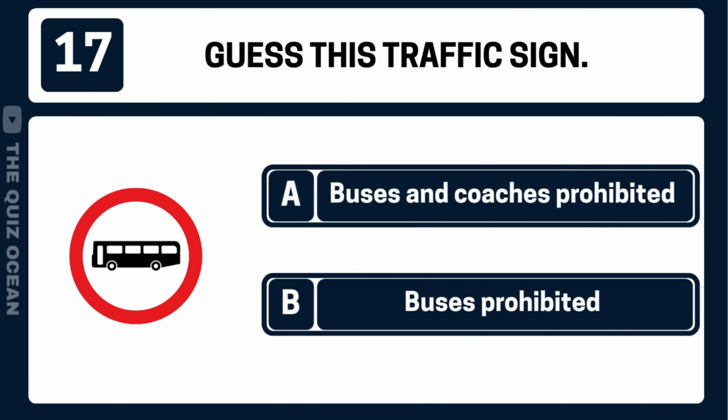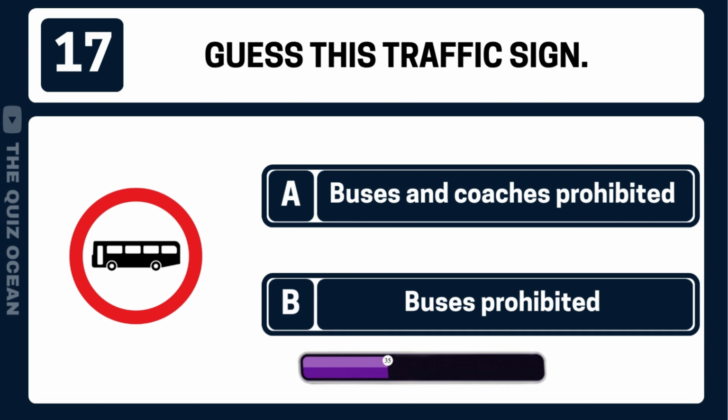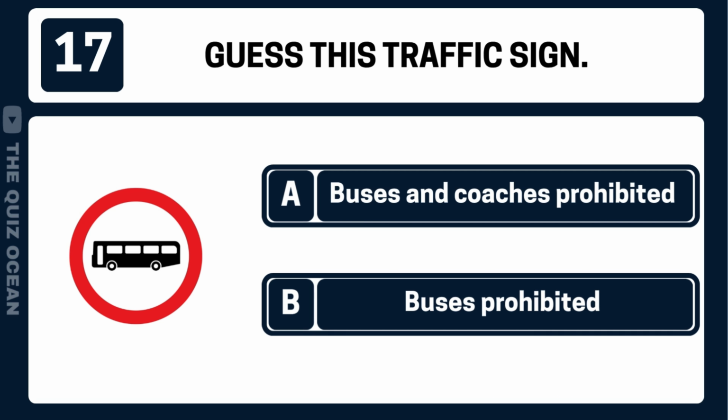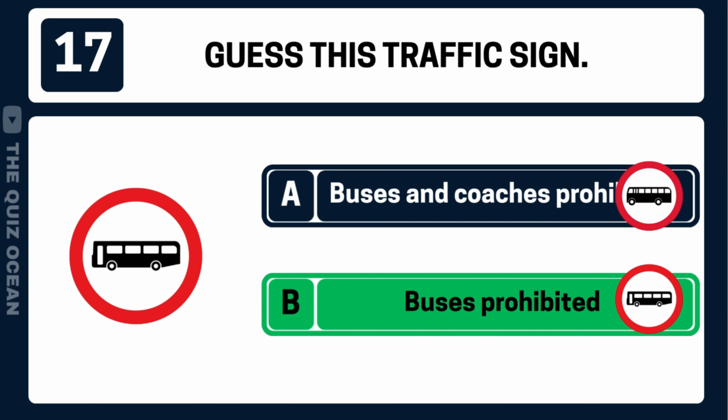Guess this traffic sign. A. Buses and coaches prohibited. B. Buses prohibited. The answer is B. Buses prohibited.